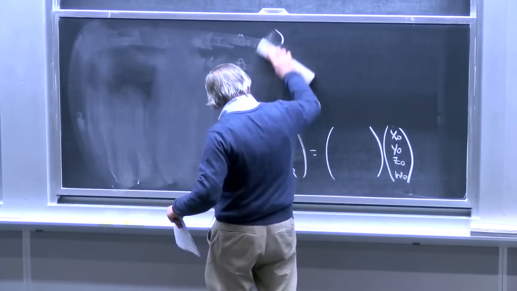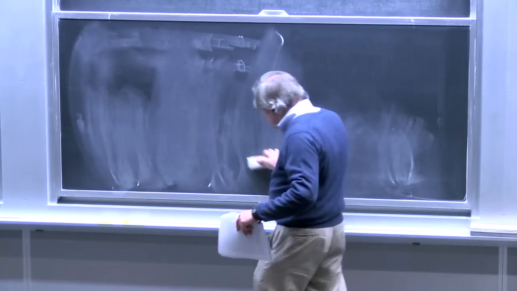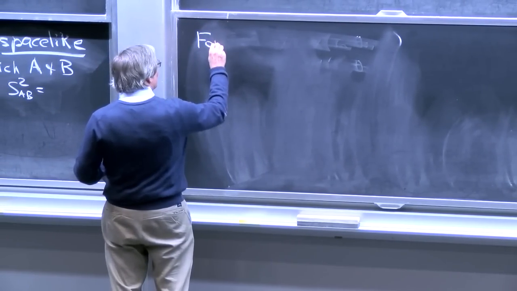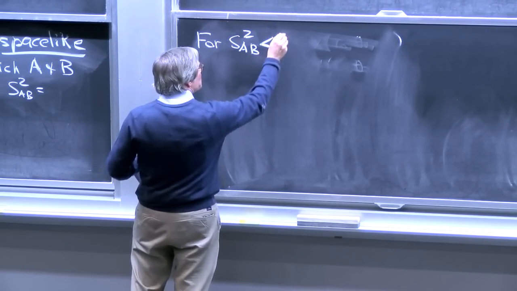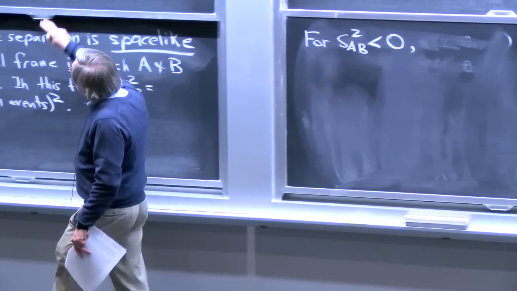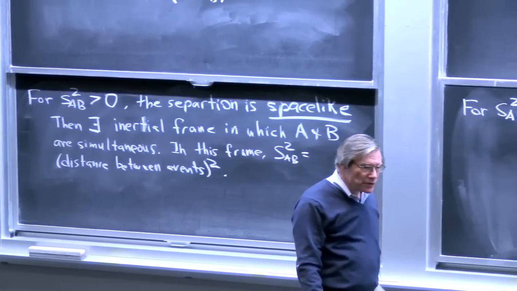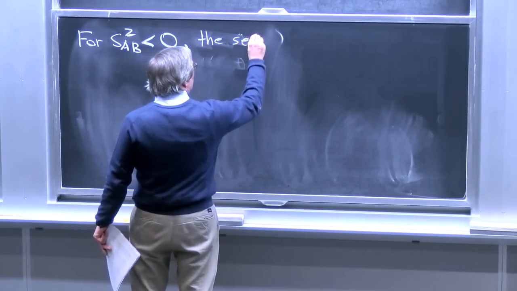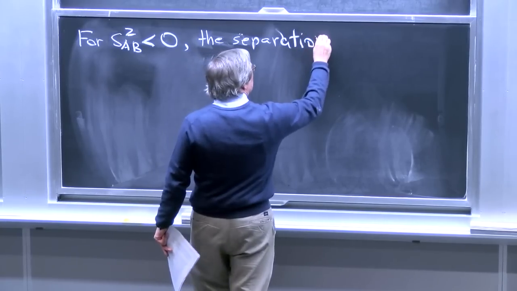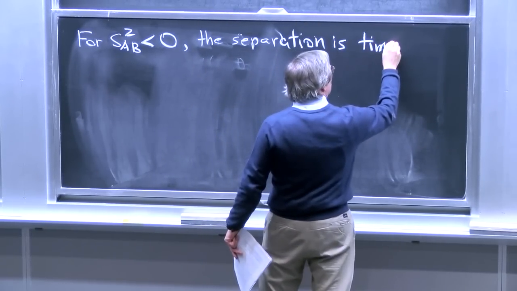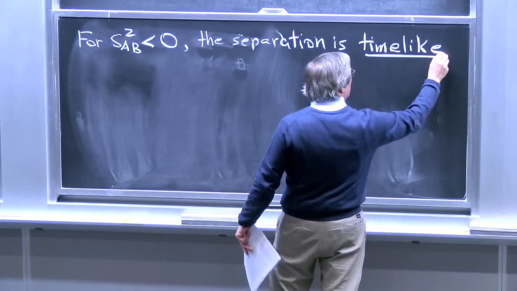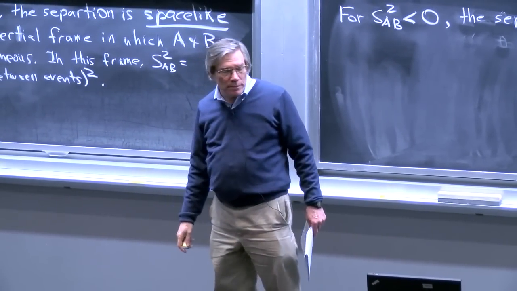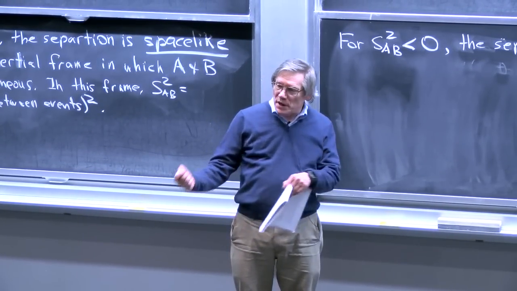If S_AB squared is not positive, it could be negative or 0. Let me go to the negative case first. For S_AB squared less than 0, it means that this expression is dominated by the time term, because that's the negative term. And therefore, the separation is called time-like. And again, there's a theorem. The theorem says that if the separation between two events is time-like, there exists a frame in which they happen at the same location.